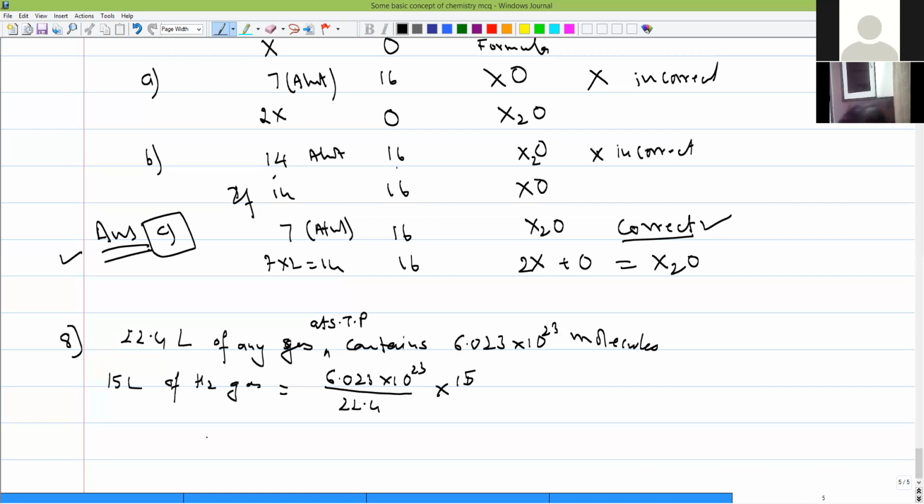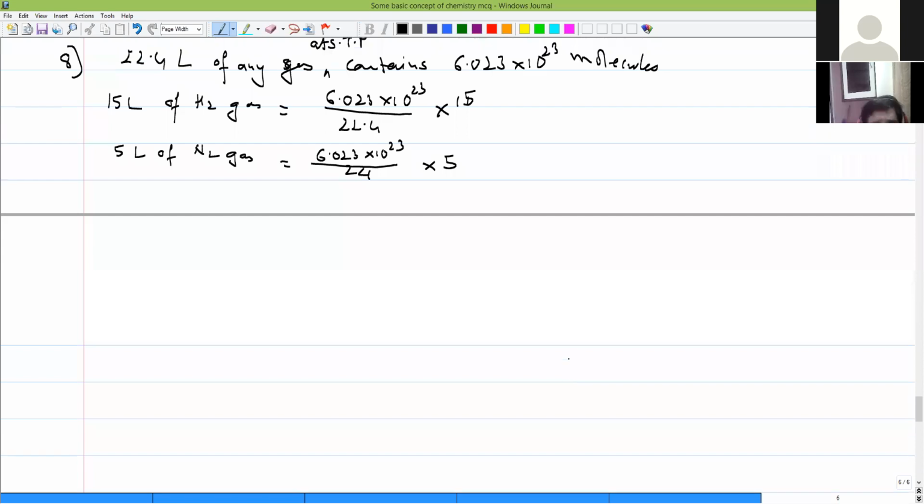दूसरा कौन है भाई साहब? 5 लीटर. ओके. 5 लीटर ऑफ व्हाट? नाइट्रोजन गैस contain 6.023 × 10^23 divided by 22.4 multiplied by 5. Okay. Tisra kya hai? This is A. This is B. What is C wala beta?